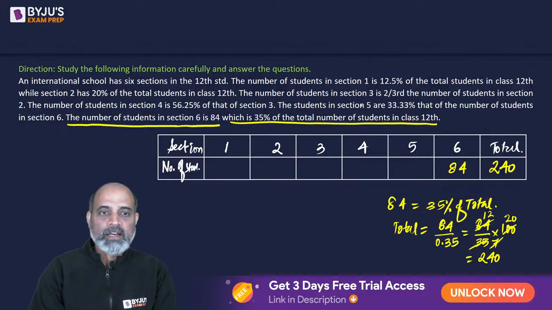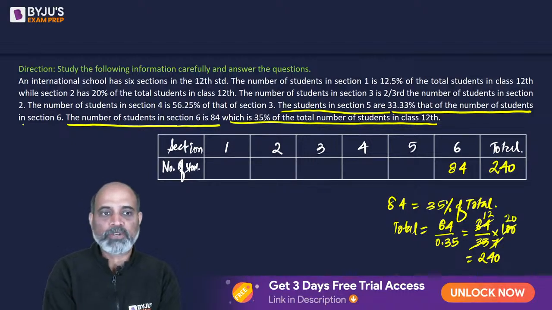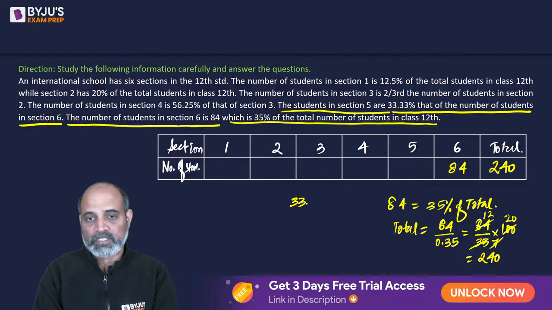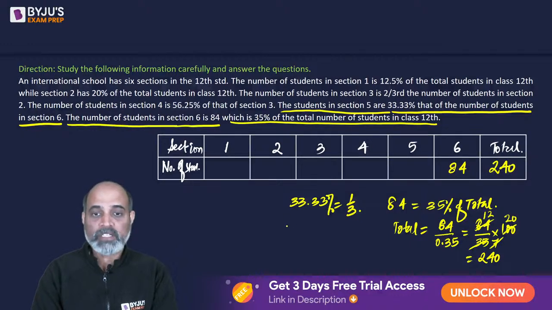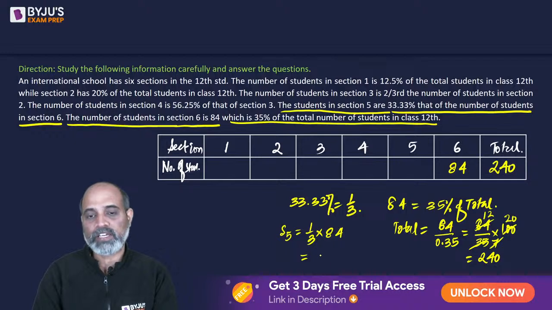Okay. Now, the students in section 5 are 33.33% of the number of students in section 6. That's the second last statement. Now, 33.33% is nothing but 1 by 3 in terms of fraction. So, as per this, in section number 5, the number of students is 1/3 of the number of students in section 6, which is 84. So, 1/3 of 84 is going to be 28, right? So, this is going to be 28.